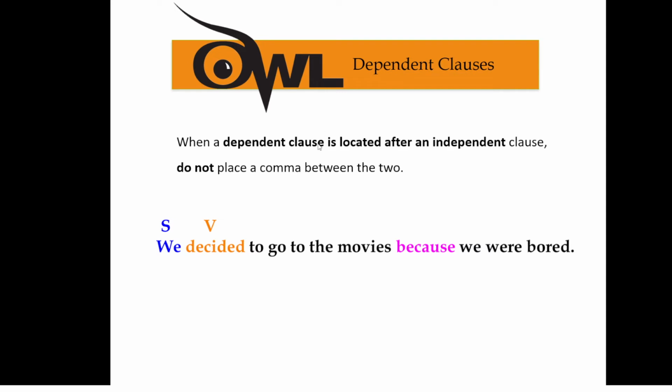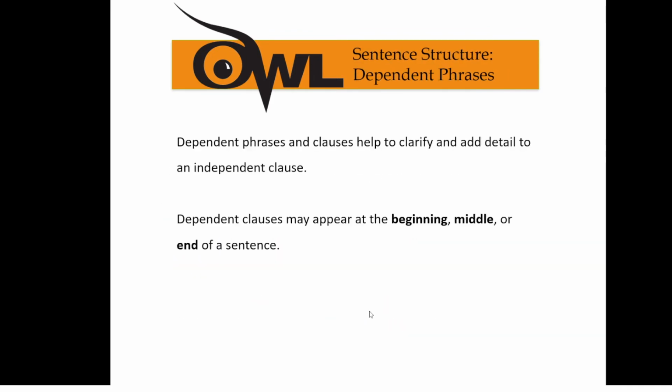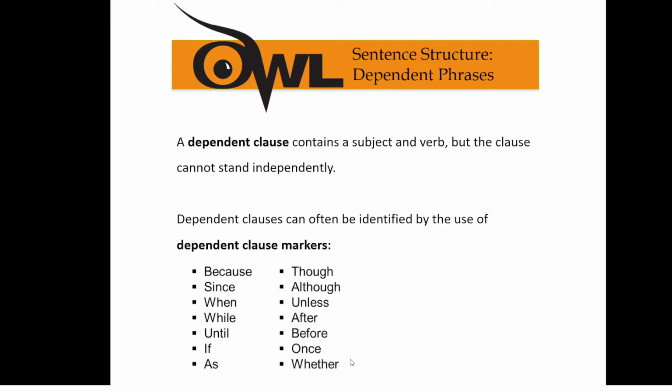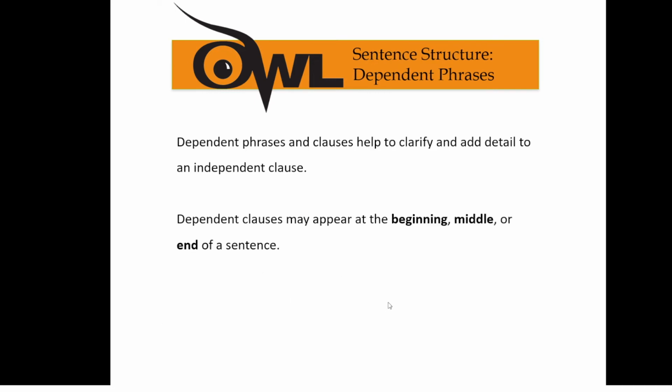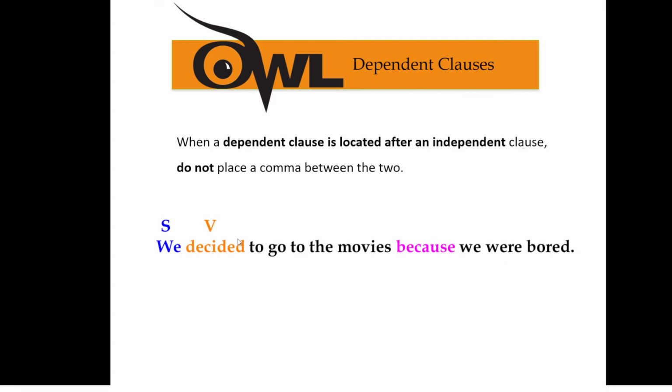So what happens when a dependent clause is located after an independent clause? We do not put a comma. And this should be very intuitive, especially with the connector because. We use because all the time, and you know there's not a comma here. "We decided to go to the movies because we were bored." That applies to any of these dependent clause markers, right? Let's come up with a different example that doesn't use because. "We decided to go to the movies although it was raining." No comma there. So just easy.